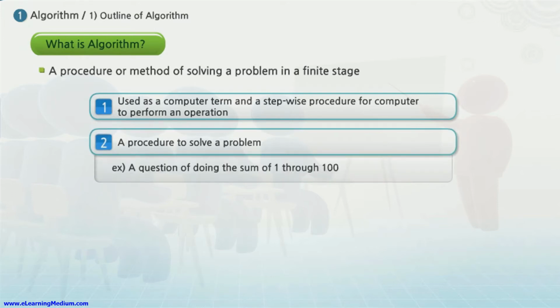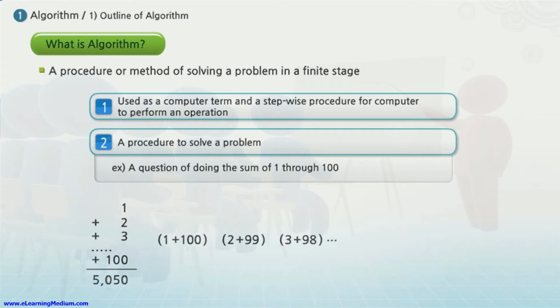Let's think of a question of doing the sum of 1 through 100. To find the sum of 1 through 100, you can simply add from 1 to 100. However, you can see that the sum of 1 and 100, 2 and 99, and 50 and 51 is all 101. Now you've found that 101 multiplied 50 times is the sum of 1 through 100. This type of problem-solving technique is called algorithm.